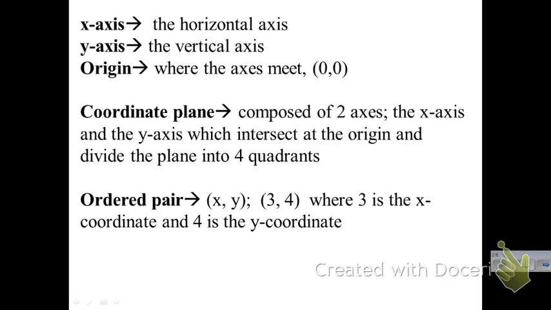An ordered pair is x, y. If you're given the ordered pair 3, 4, 3 is the x coordinate, and this 4 is known as the y coordinate.